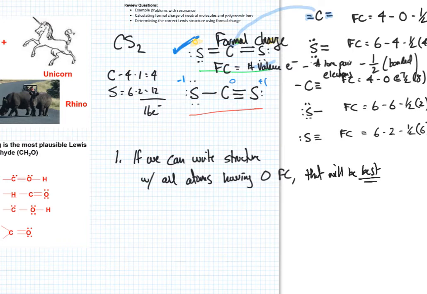Okay, so in our example, this CS2, where all of them have 0 formal charge, that's going to be the best structure. That's rule number 1. Now, sometimes that's not possible. We'll give you an example in a second.